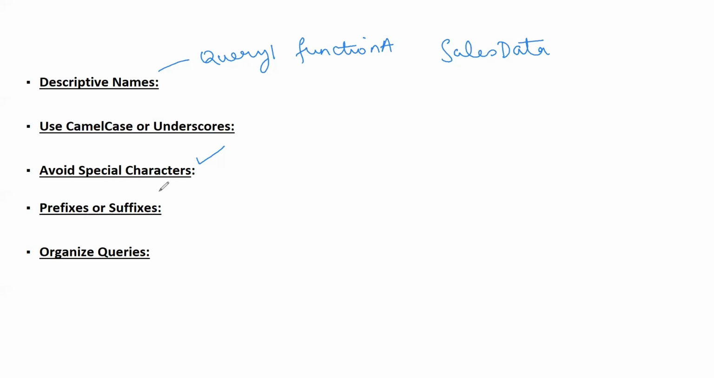The next one is using prefixes or suffixes. You can employ prefixes or suffixes to categorize the queries by type or purpose, which would aid in organization and identification. For example, prefix transformation queries with transform or suffix lookup tables with lookup to identify their role in the data transformation process.